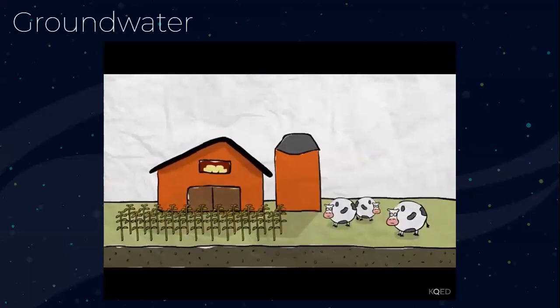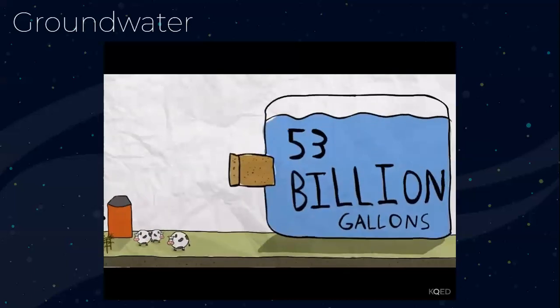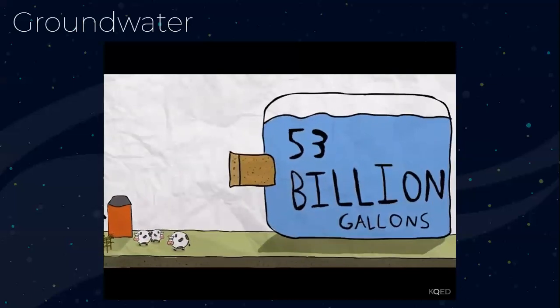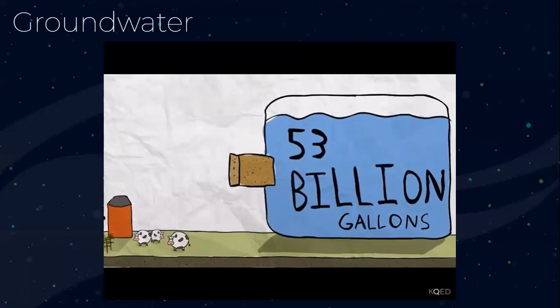In fact, American farms use about 53 billion gallons of groundwater every day. That's enough to fill over 1 million bathtubs or 80,000 Olympic-sized swimming pools. So, if we're using that much every day, can it run out?